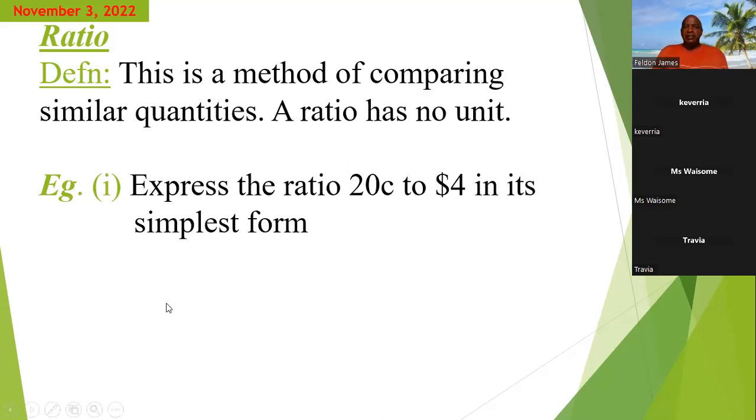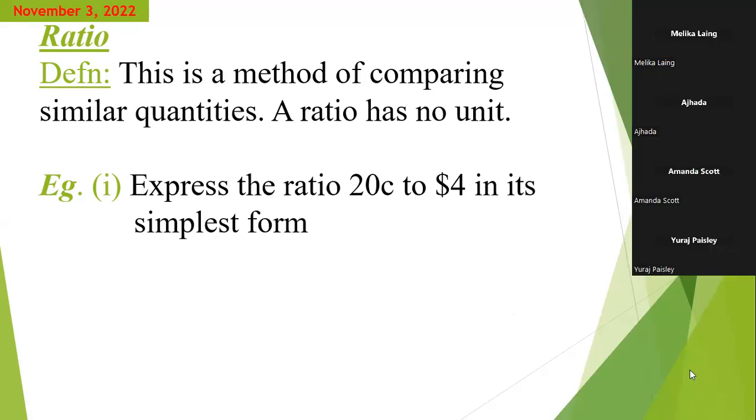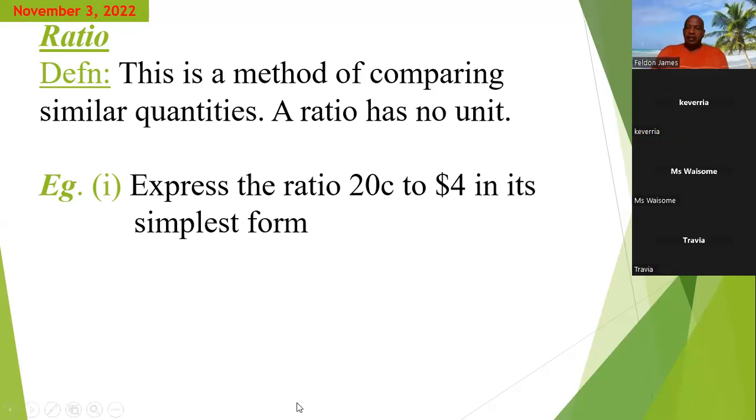With that said, we are going to be looking at some questions. This first example says that you have to express 20 cents to $4 in its simplest form. The ratio of 20 cents to $4 in its simplest form. How would you go about doing this question, Ms. Travia? Ms. Travia, are you there? Hearing me?